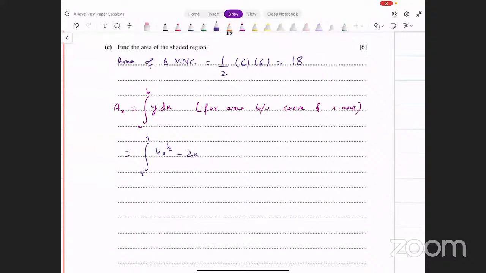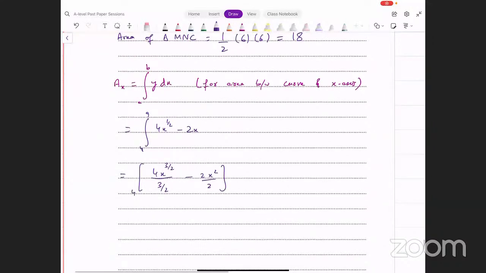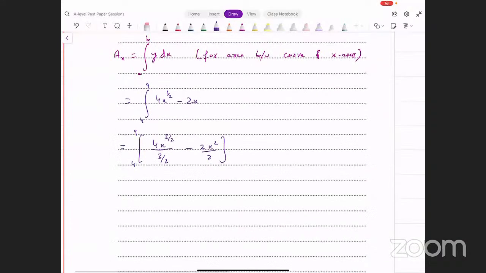Okay. 4x raised to power 3 over 2. Power increase कर दी by 1. Divide कर दिया increased power से. Minus 2x square over 2. That's the integral. Let's simplify this first before we input the limits. 2 ऊपर चला जाएगा. It's going to become 8x raised to power 3 over 2 divided by 3 minus x square. And now we can input the limits 4 and 9.